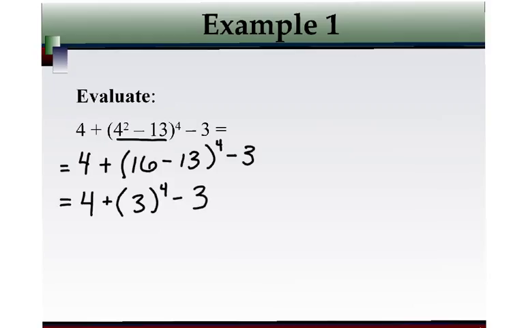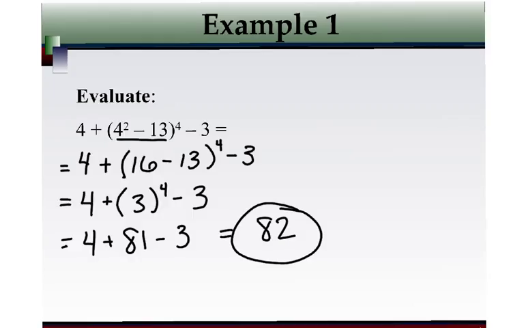Again, just write everything down. So after parentheses comes exponents, and we do have an exponent. Let's evaluate that. So 3 to the 4th, that gives us 81. And now everything is just adding and subtracting, and we get an 82. And we are done.